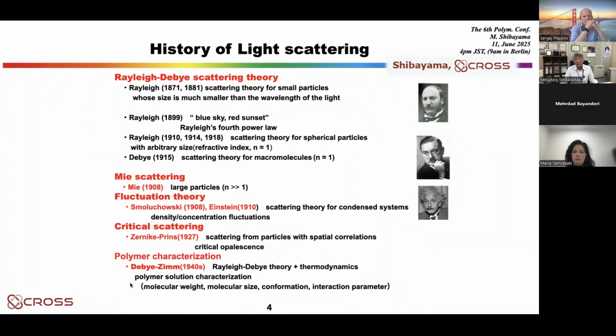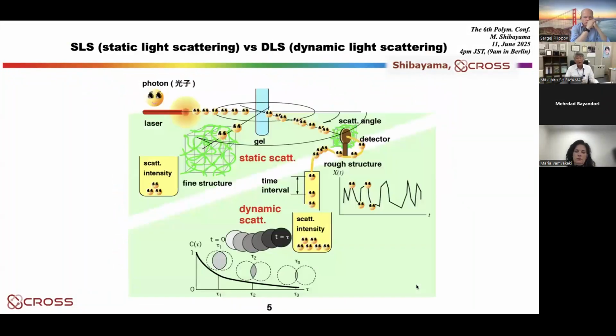So this is the beginning of polymer solution characterization, and then we could obtain the molecular weight, molecular size, conformation, interaction parameter, and so on.